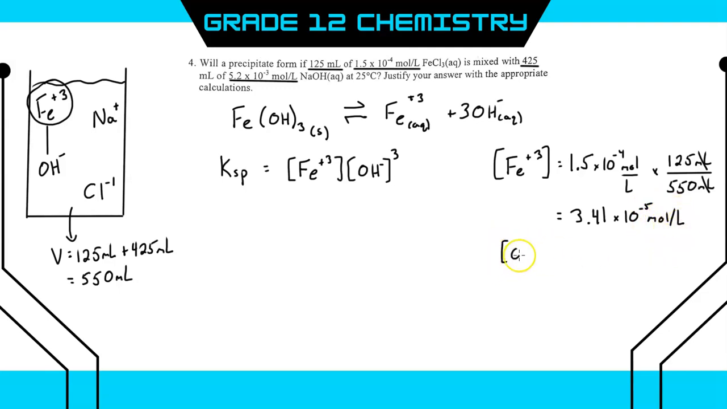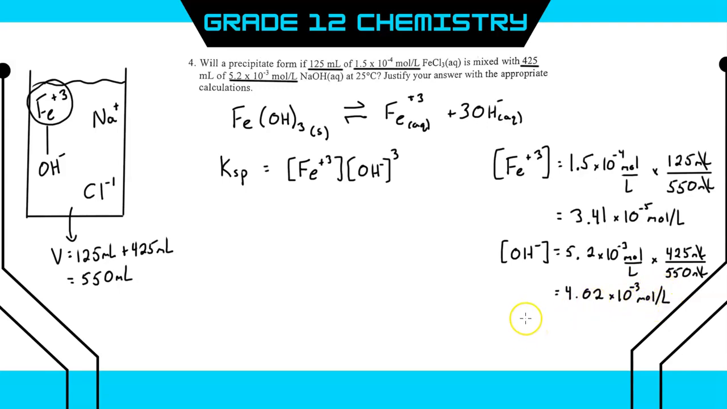Now we have to do the same thing for hydroxide. So initially, hydroxide had a concentration of 5.2 times 10 to the minus 3 moles per liter, and it was initially inside of 425 milliliters. And then it was added to another solution and therefore had a new volume of 550 milliliters. So again, multiplying by this ratio gives us our new concentration for hydroxide, which turns out to be 4.02 times 10 to the minus 3 moles per liter.